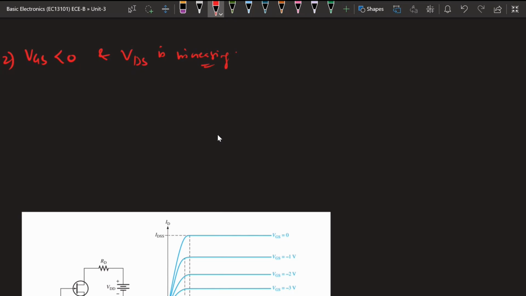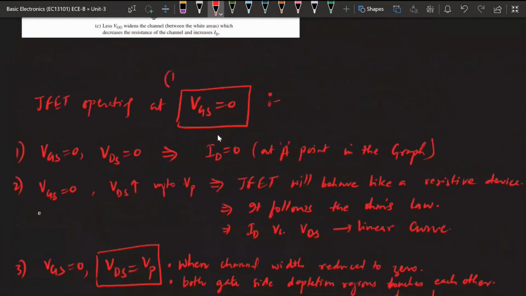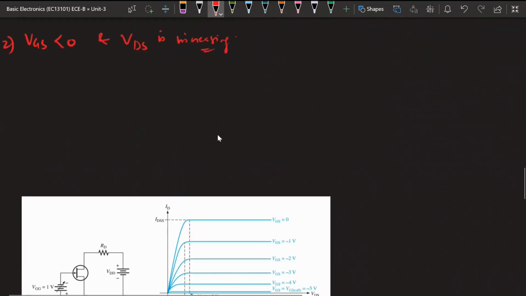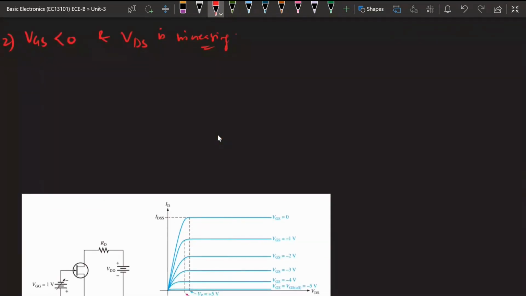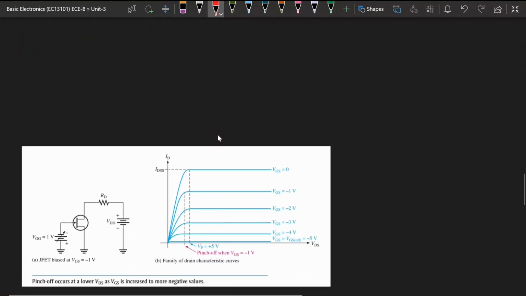In the first case, this is case 1 and this is case 2. Here we are going to operate the JFET with VGS less than 0, and we are going to vary the VDS. When VGS equals 0, whatever current flows after pinch off is IDSS. So in that case this is IDSS.